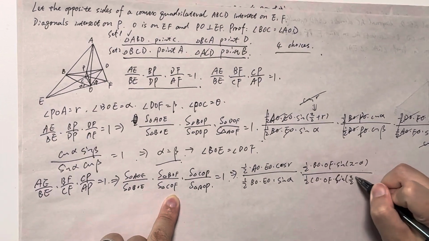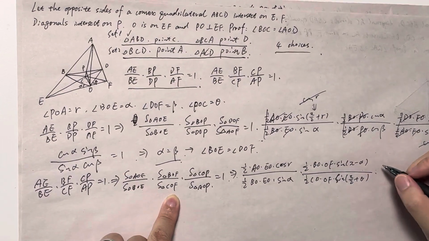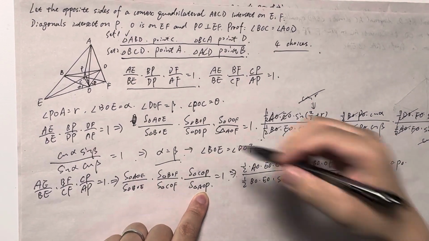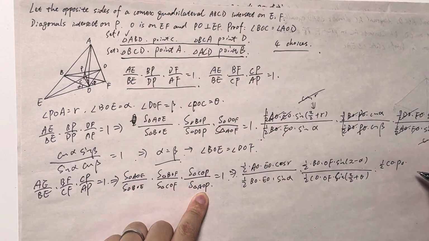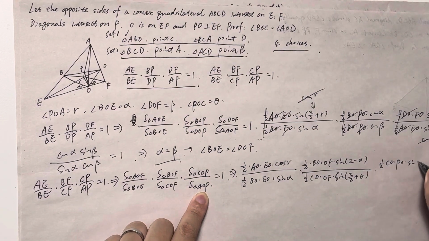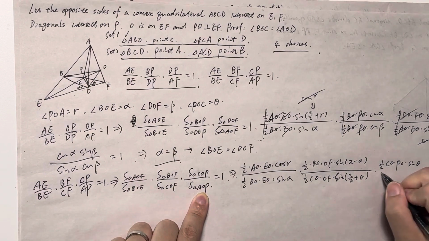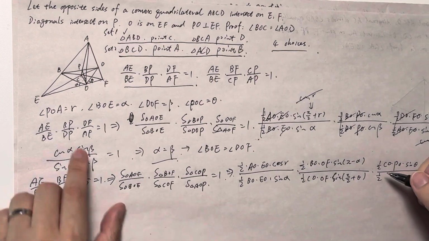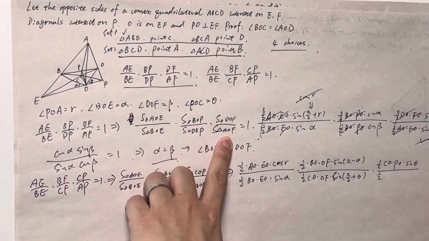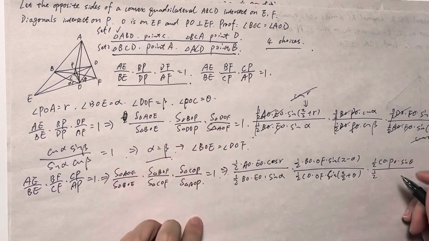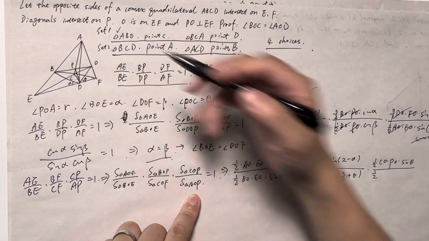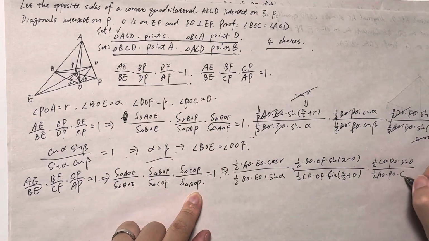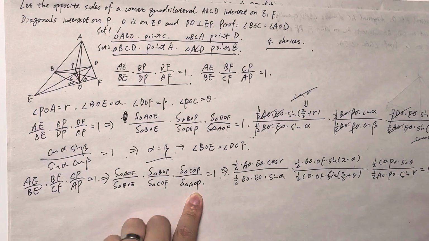And COP, that's CO times PO times sine of angle COP. COP is theta, so sine theta. Also half of AOP. AOP, that's AO times PO times sine gamma, equals 1.